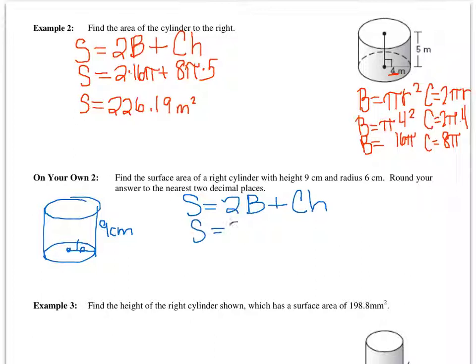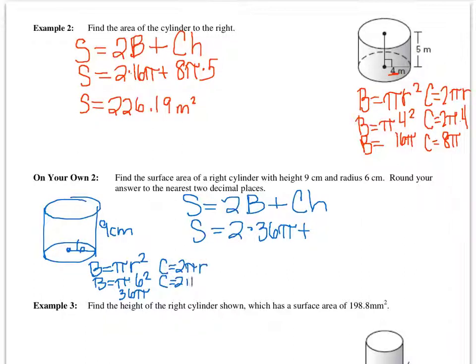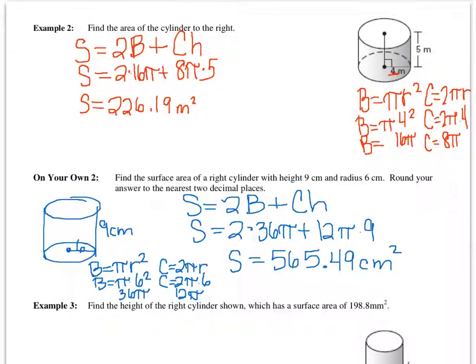So my surface area equals 2 times, well, my base, it's a circle, so it's pi times our radius squared. So it's pi times 6 squared, well, that's 36 pi. So 2 times 36 pi plus my circumference is 2 pi r. So circumference is 2 pi times my radius, which is 6. So that's 12 pi. So 12 pi times my height is 9. If you put that all in your calculator and simplify it, you'll find our surface area is 565.49, and my units there is centimeters squared.